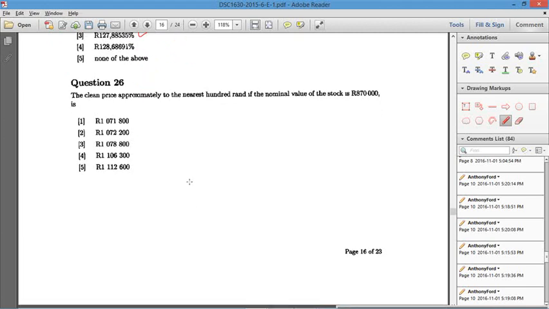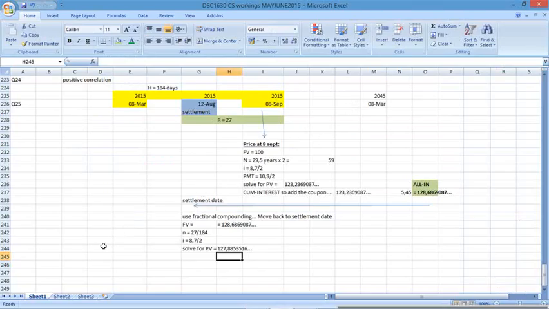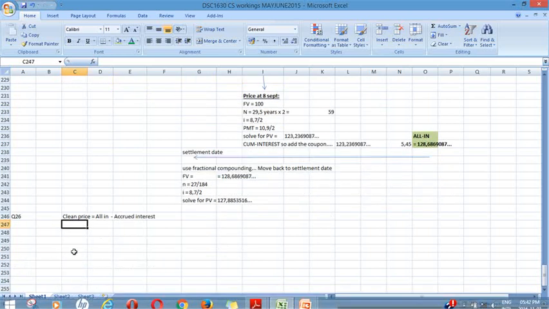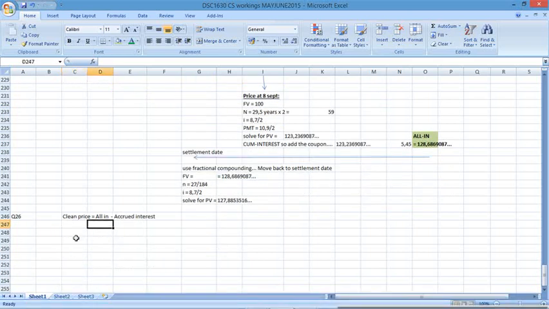Alright, question 26 is asking about the clean price, approximately to the nearest 100,000 in terms of the nominal value. Before we can work out what it is in terms of its nominal value, we first need the clean price. So let's work out the clean price. All-in minus accrued interest gives me clean price. I know what the all-in price is. That came from above. I just need to minus the accrued interest.